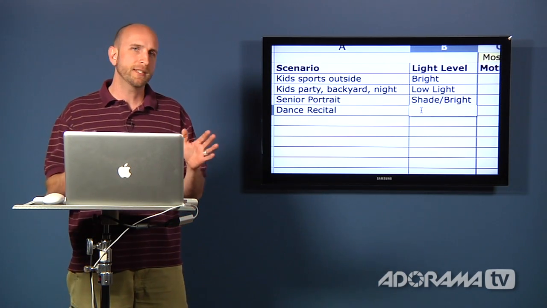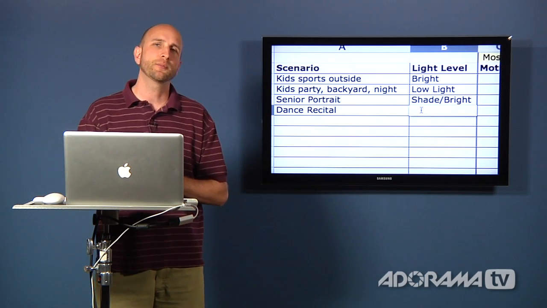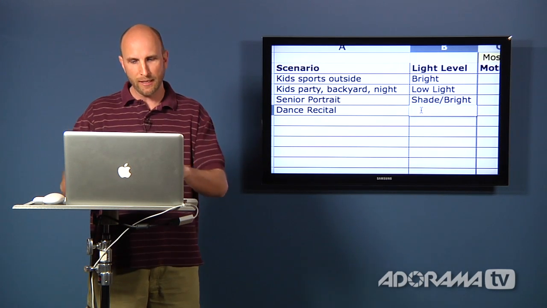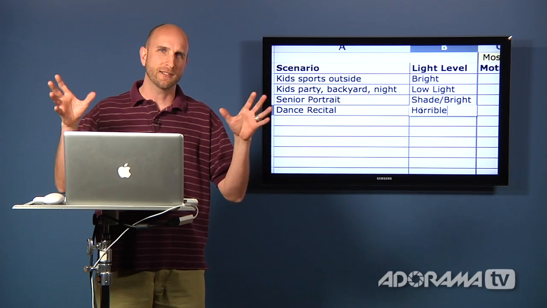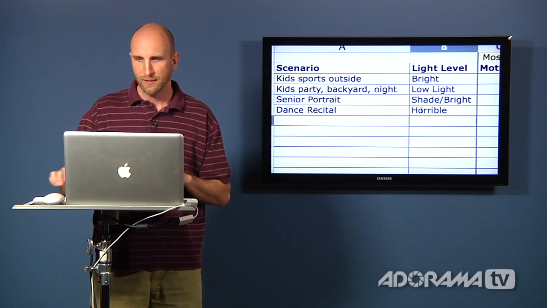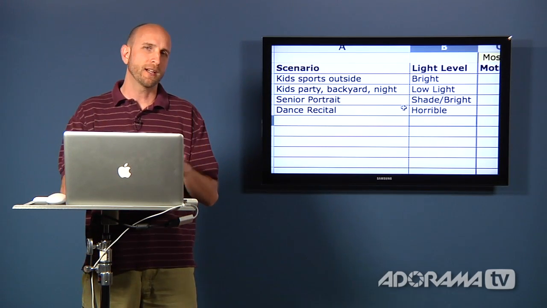And then the dance recital. For this scenario, we're going to pretend that this is the absolute worst light possible, so horrible light. In other words, it is really dark. It's maybe in a gymnasium. The lights are those horrible lights that make everything green. So that's what we're going to talk about in that situation.